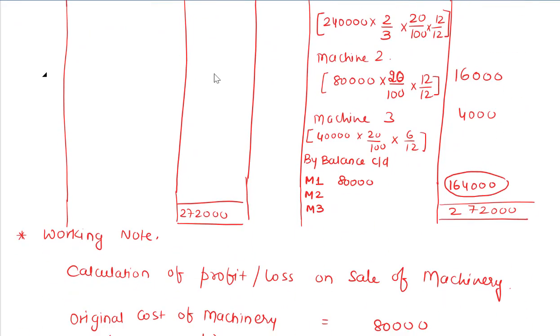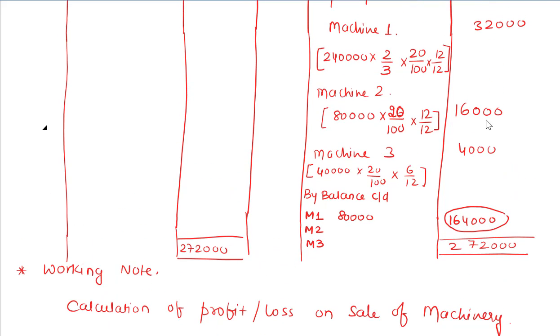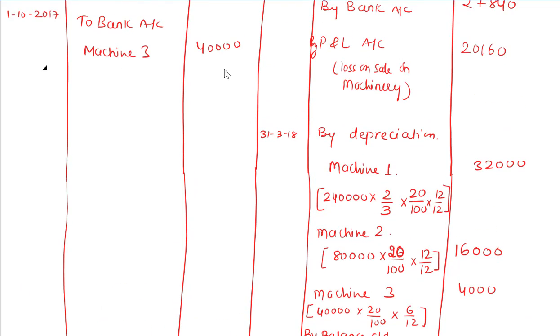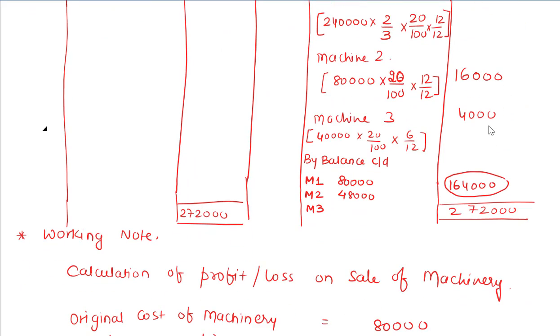Let's come to machine 2 now. 64,000 minus 16,000. Do it on your calculator. 64,000 minus 16,000. This is 48,000. Let's do it for machine 3 now. So machine 3, 40,000 minus depreciation 4,000. So this would be 36,000. Now make a total of it.